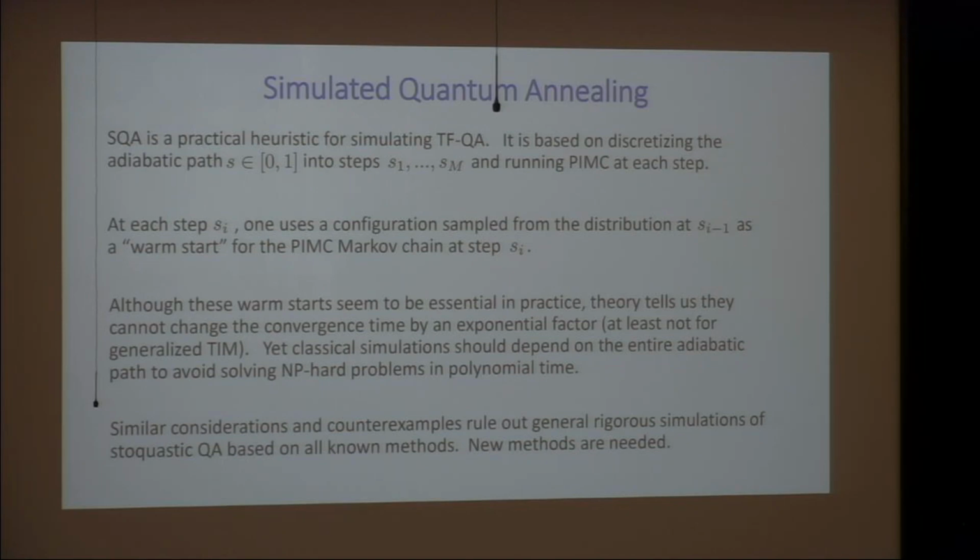Yet classical simulations must depend on the entire adiabatic path to avoid skipping over it and trying to solve NP-hard problems in polynomial time. So one thing that makes this problem so interesting is that similar complexity considerations and counterexamples rule out general rigorous simulations of stochastic quantum annealing based on all known methods. So if it is possible to classically simulate this algorithm in general, then new methods are needed.